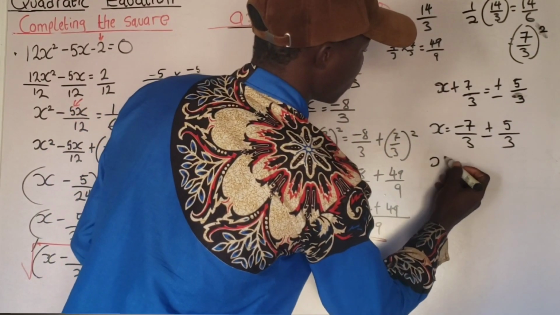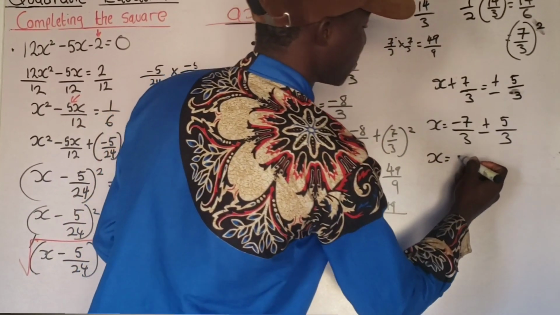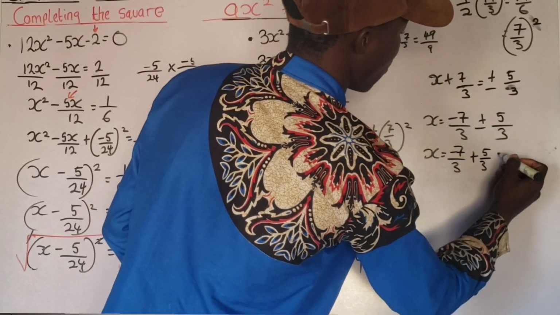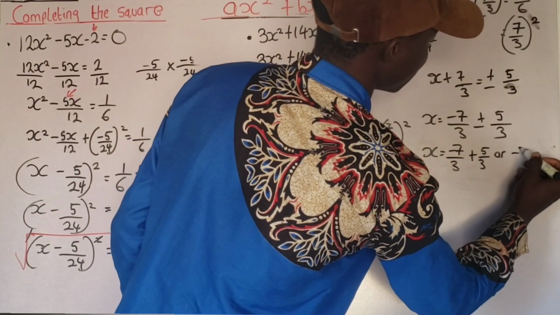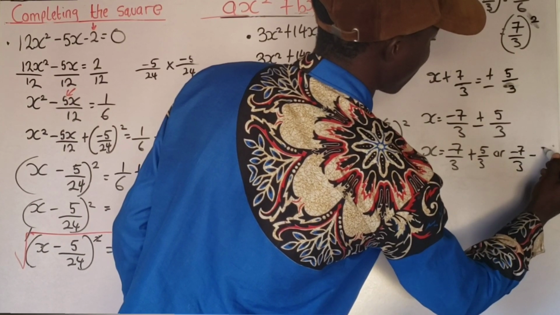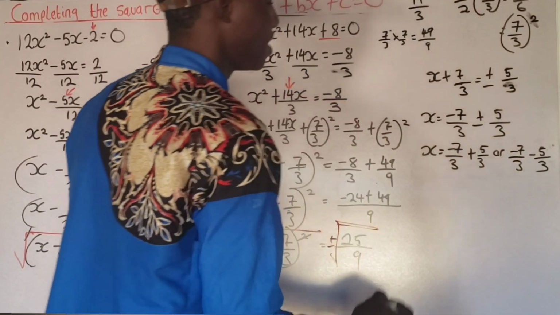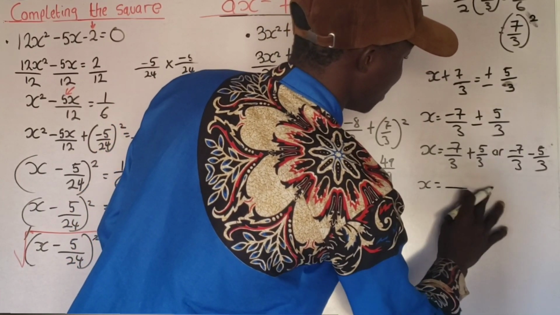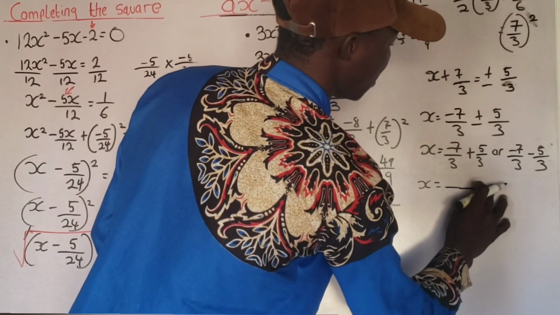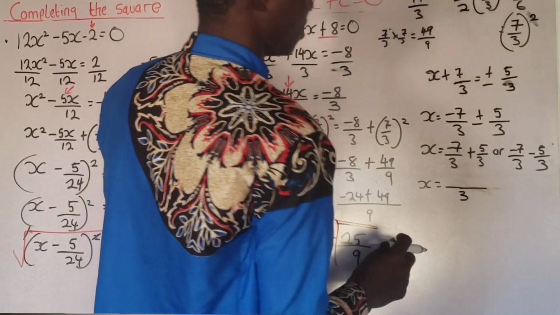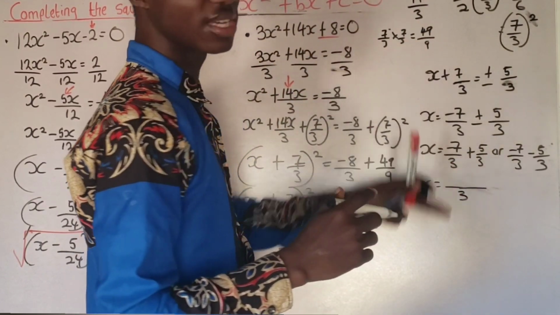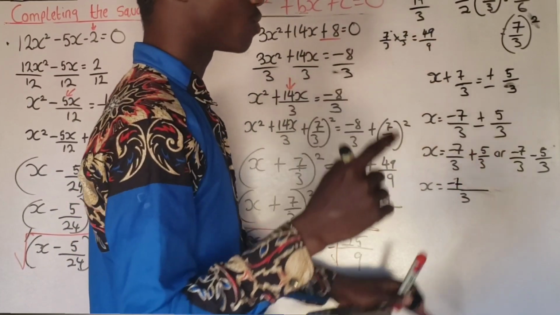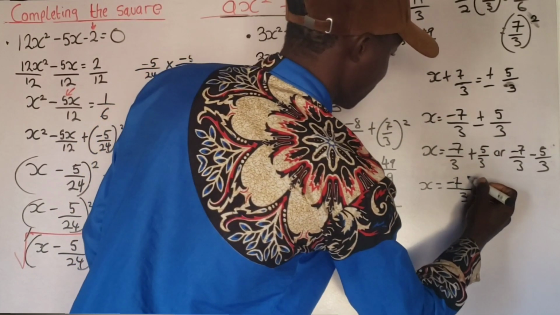Okay, here, let us separate the fraction. I'm going to have negative 7 all over 3 plus 5 all over 3, or negative 7 all over 3 minus 5 all over 3. You understand? Now, I'm going to take the LCM. x equals to, what's the LCM? The LCM is 3. 3 divided by 3 is what? 1. 1 times negative 7, that is what? Negative 7. 3 divided by 3 is what? 1. 1 times positive 5, that is positive 5.